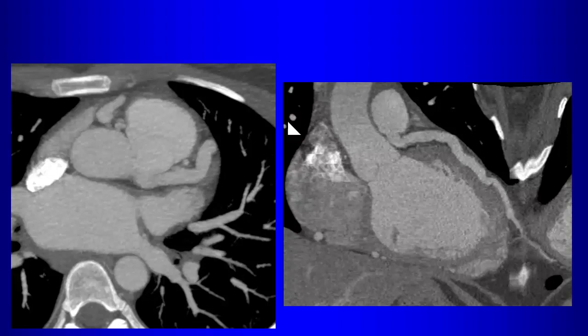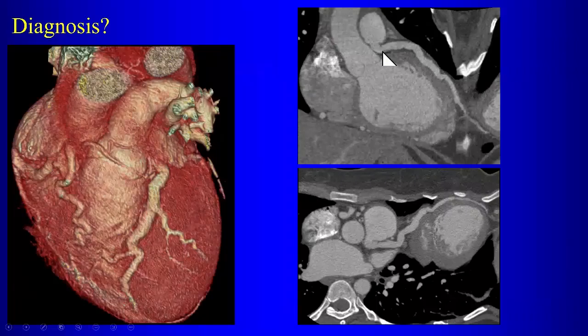Yeah, so this is the aorta here, right? And this is the pulmonary artery. So we have the left main here coming off the pulmonary artery. So what do we call that? ALCAPA, right? Anomalous left coronary artery from pulmonary artery, right?